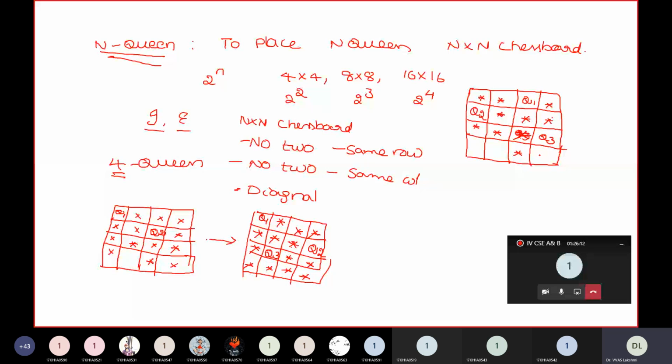So after that, in the fourth row only the second column is possible. That's why Q4 is placed here. Here there is no column attack or row attack or diagonal attack. This is the problem of 4x4 queens. In the same way, the 8x8 queen problem is also there.